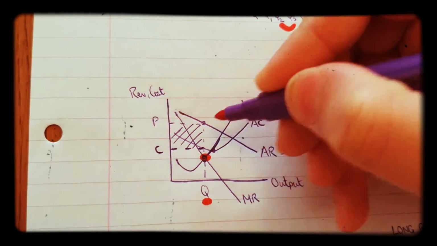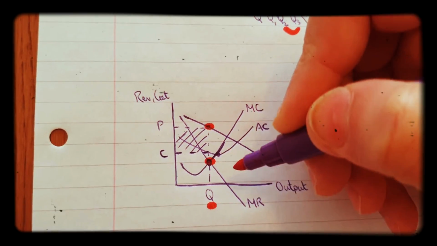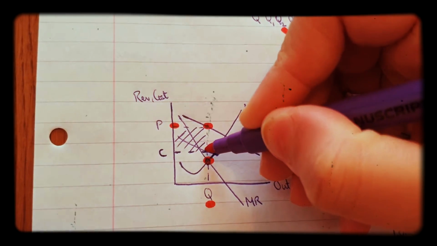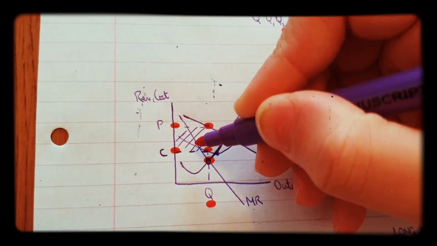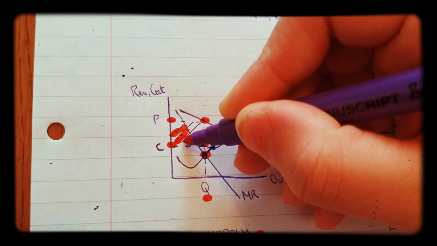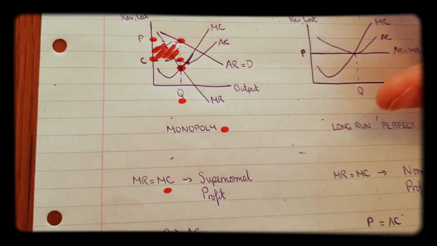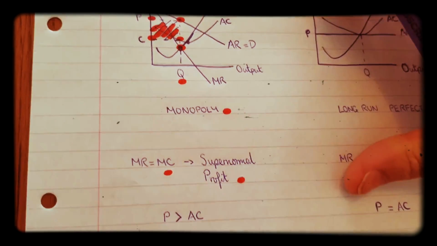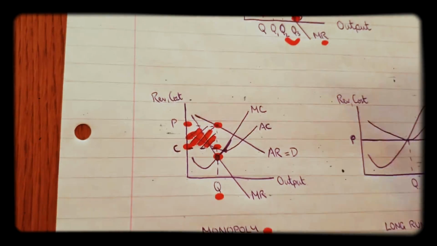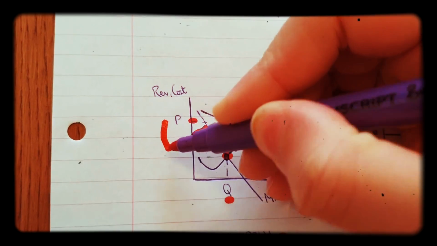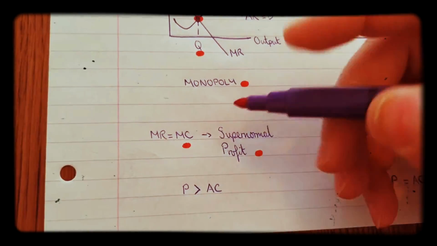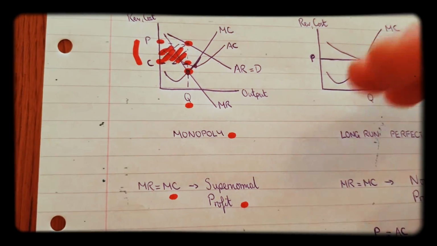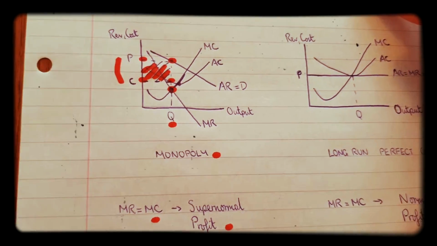The price, if you go up to the demand curve, is there. So that's the price. If you go up to the average cost curve, which is there, you'll find the cost per unit. So this shaded box is the supernormal profit that's made by the entrepreneur. The reason for that is you can see that price is above average cost. So P is greater than AC, therefore profits are made. The profit that is made is supernormal profit.